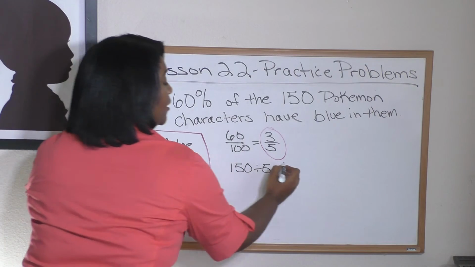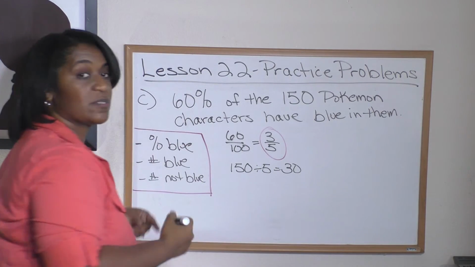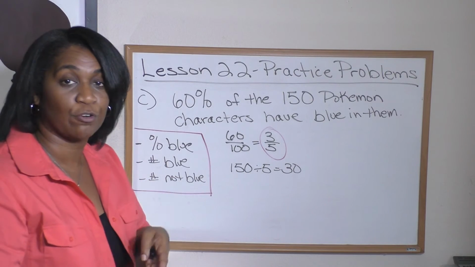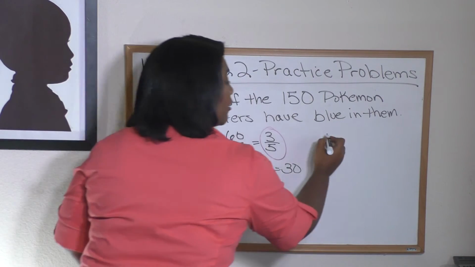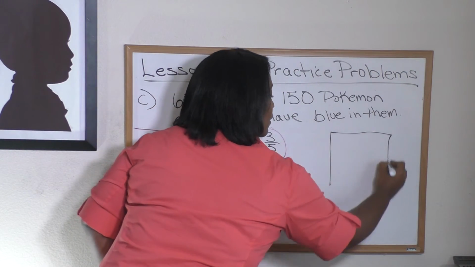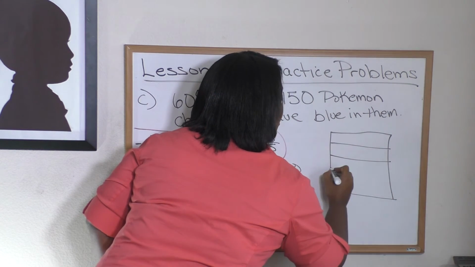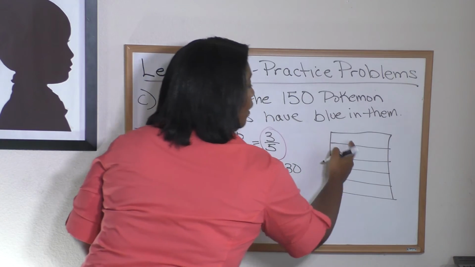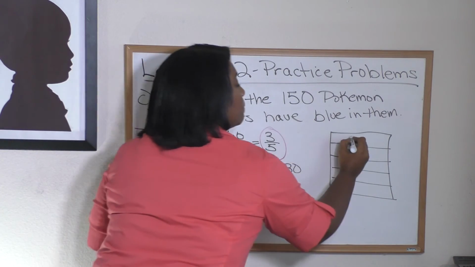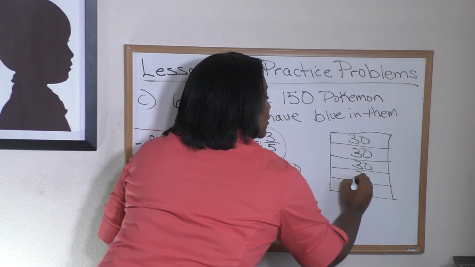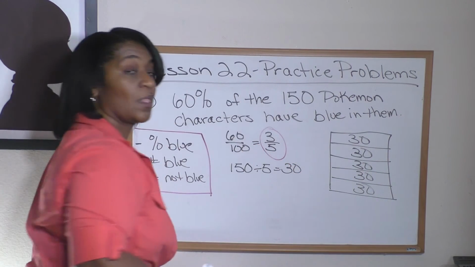5 into 15 is 3 times. 5 into 0 is 0. So 30 Pokemon characters are in each group, and we have 5 groups. Let me diagram it. Okay, here's my diagram, my non-straight lines. You know I don't do straight lines. 1, 2, 3, 4, 5. Woo! Okay, 30, 30, 30, 30, 30.